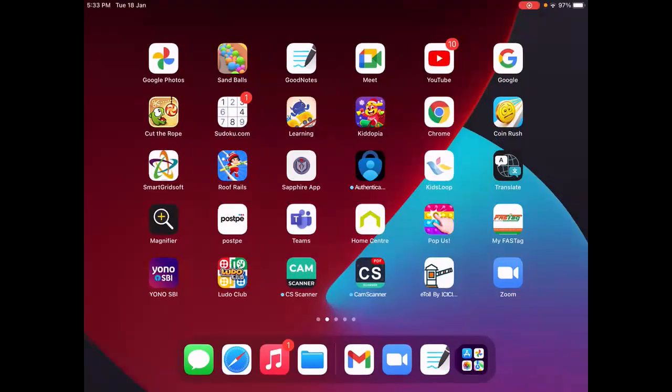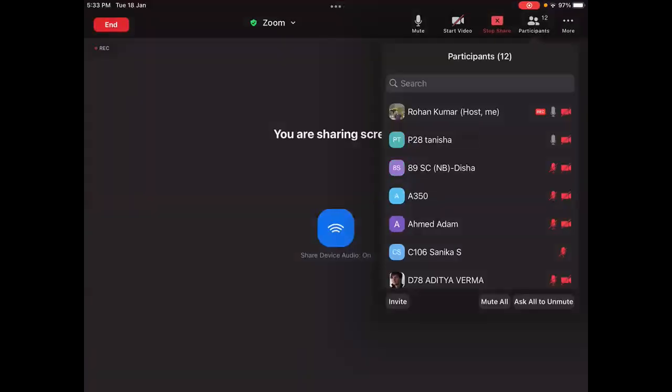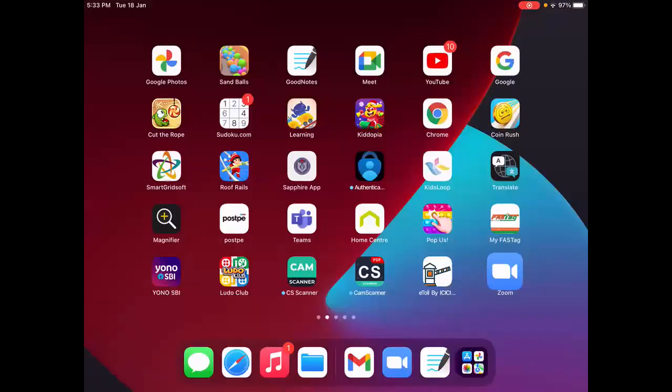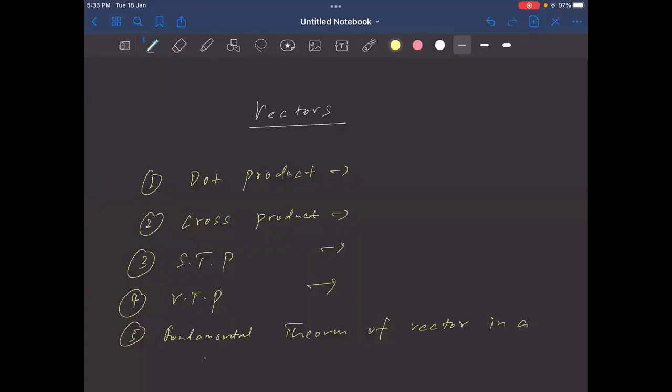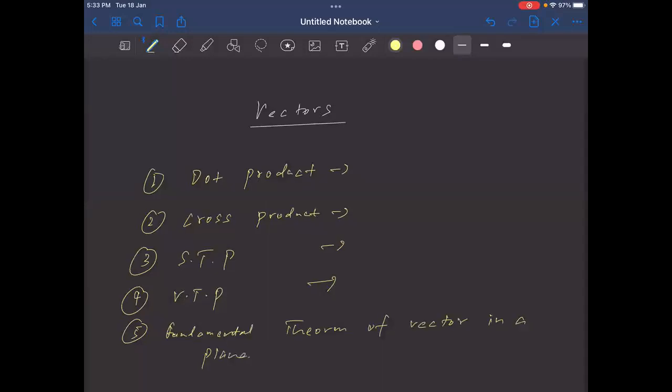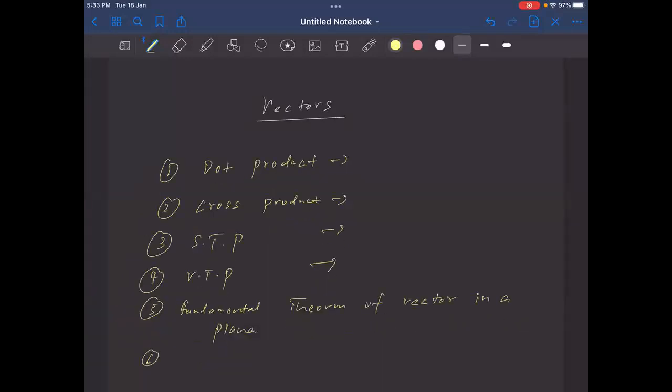Fundamental theorem of vector in a plane. Sixth is the fundamental theorem of vector in space. Correct? So these are the 6 tools we primarily use. Okay.